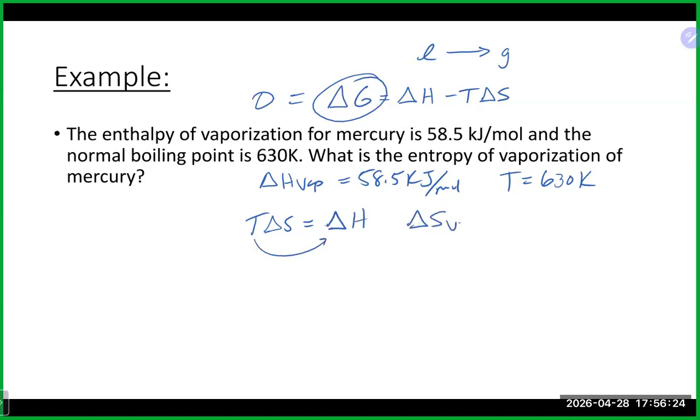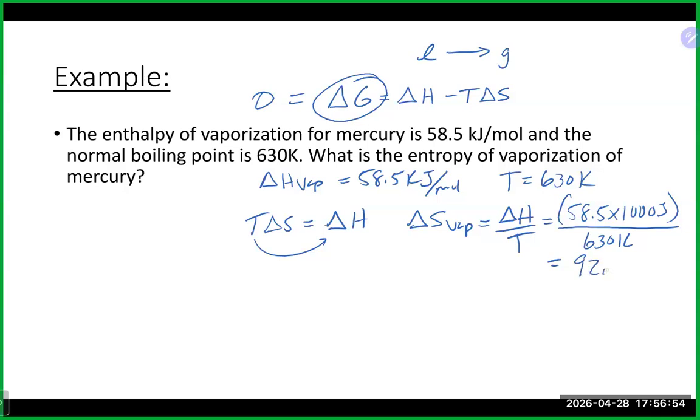We get our delta S of vaporization, delta H divided by our temperature. So here we'll go with our 58.5, and also times it by 1,000 just to convert it to joules, because delta S is typically given in joules. And I'm going to divide it by our temperature, which is 630. And again, that's already in Kelvin, so we're good on that. We're going to divide that out. It's going to give us a 92 point, we'll call it 9 joules per Kelvin here.